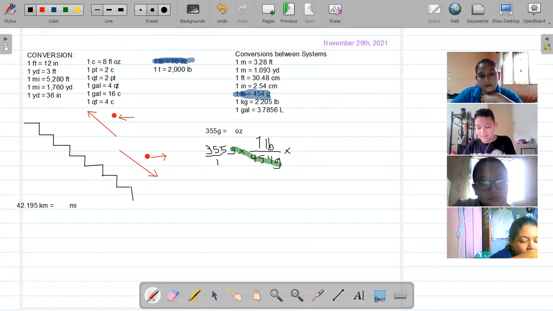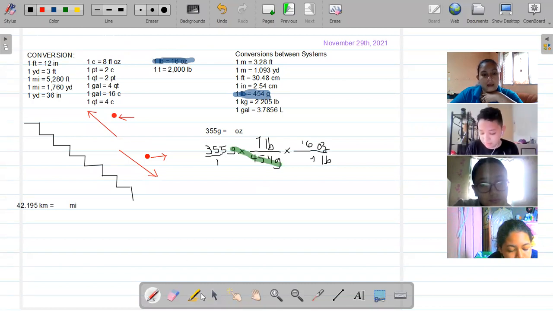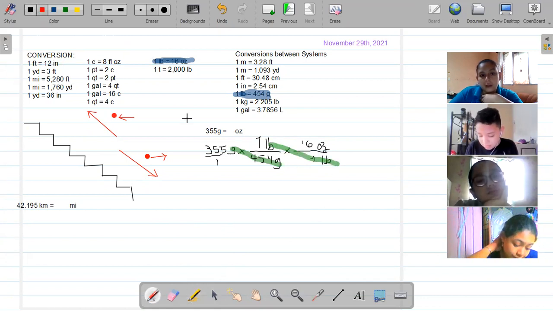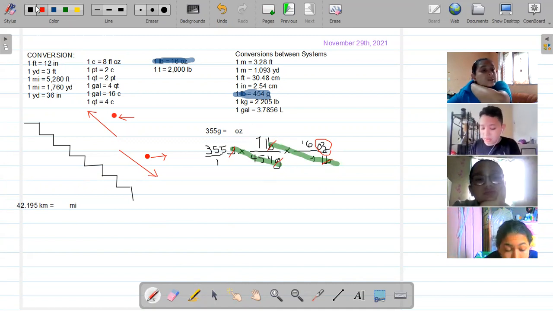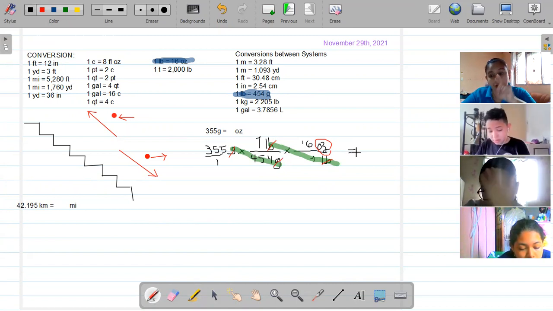I'm not being asked for pounds, so I need to change that. And I'm going to say that 1 pound is equal to 16 ounces, okay? And as you can see, I also have this crossed. And I'm going to cancel out the units, grams with grams, pounds with pounds, and I'm left with ounces, which is what I'm being requested, okay? So now I can go ahead and start multiplying, okay? And I'm going to multiply in a straight line because fractions are multiplied in a straight line. Numerator times numerator and denominator times denominator. So that's what I'm going to do.